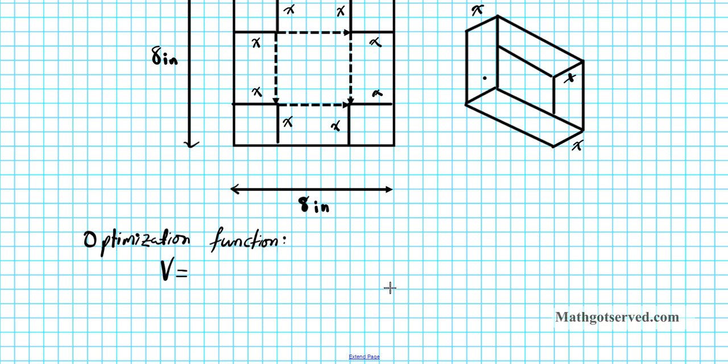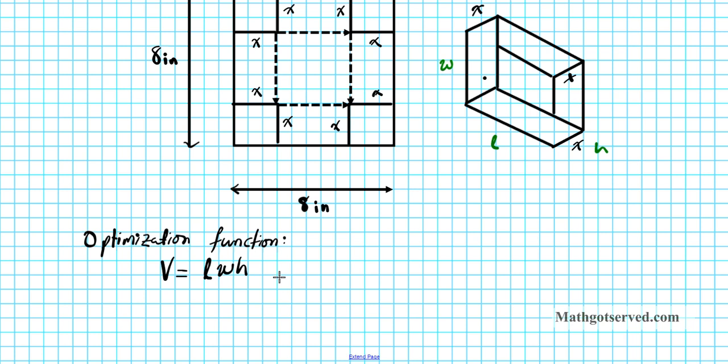We know what the formula for volume is, right? If this is the length, let's call this the length, and then this is the width, and this right here is the height. So what is the volume of an open top box? The volume is length times width times height. All right, so that's the optimization function.